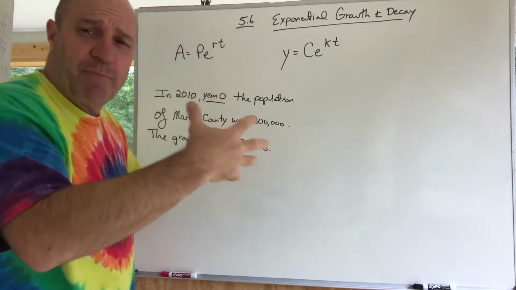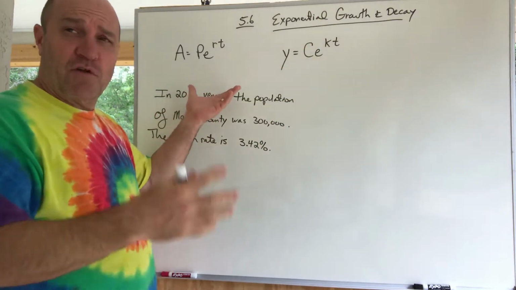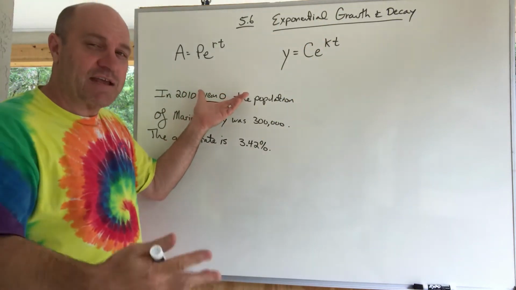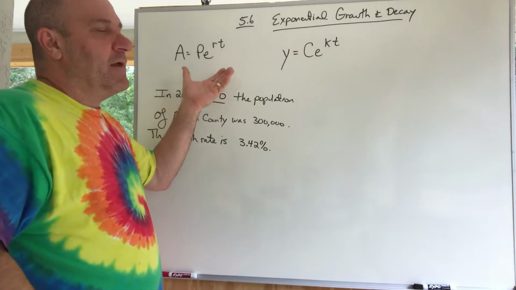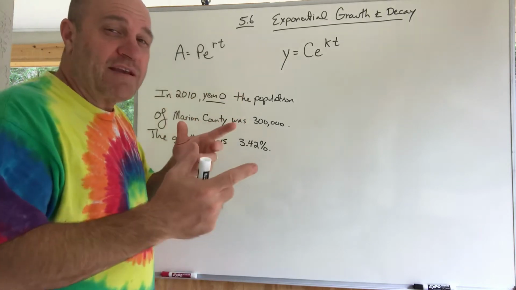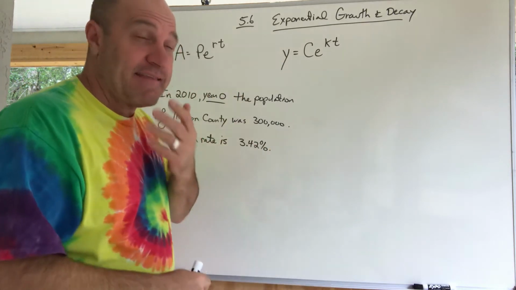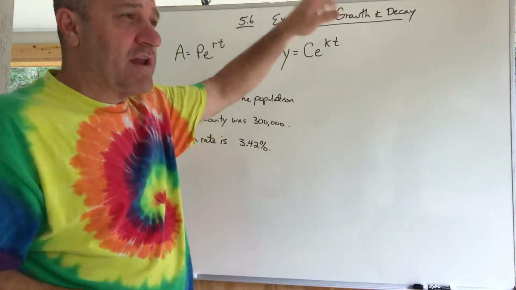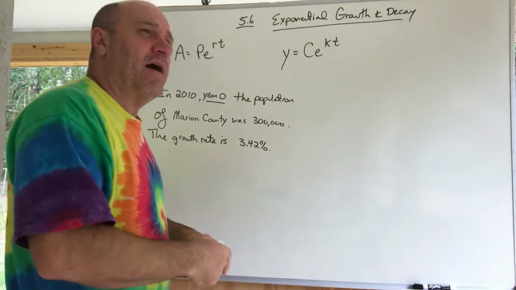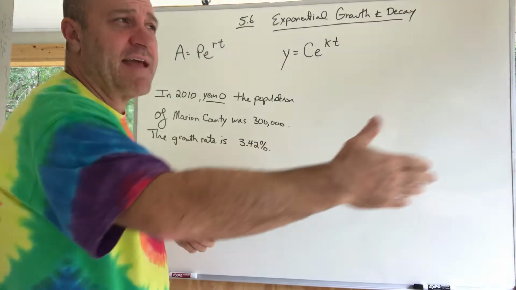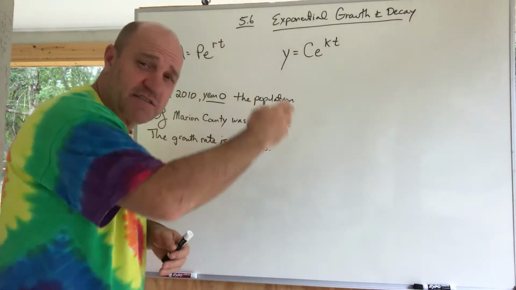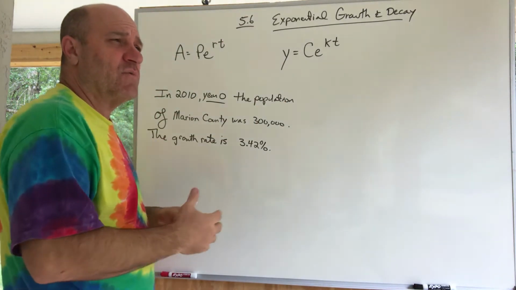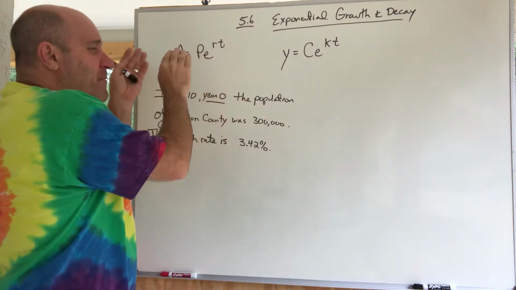But populations grow like that if they're growing continuously at a continuous rate. Radioactive substances decay like that. Instead of growth, you can have exponential decay. Some things depreciate like that. The value depreciates exponentially. So this is the formula for money.